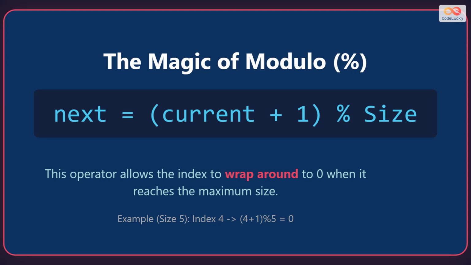The secret sauce behind the circular movement is the modulo operator. By using the formula (index + 1) modulo size, we ensure that when the pointer reaches the end of the array, it automatically wraps around to index 0. This eliminates the need for complex if-else logic for the wrapping part.